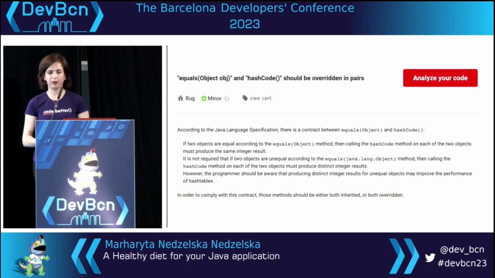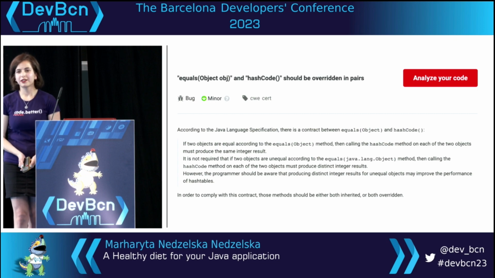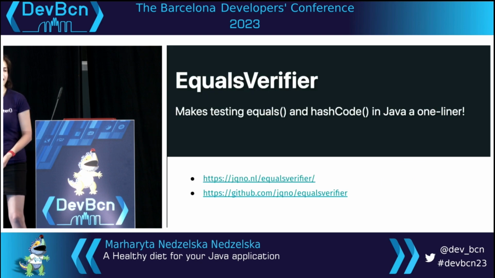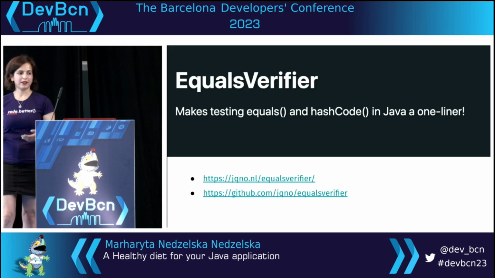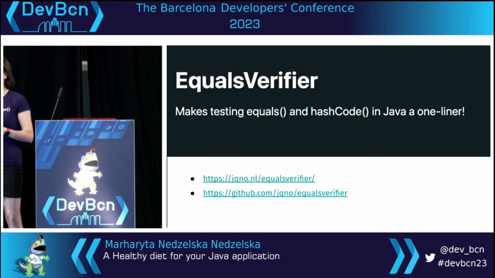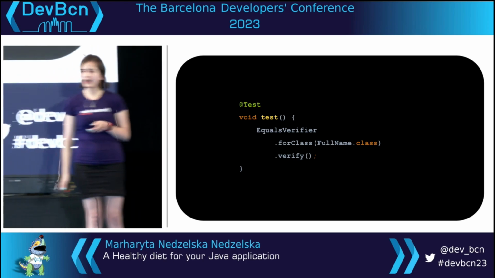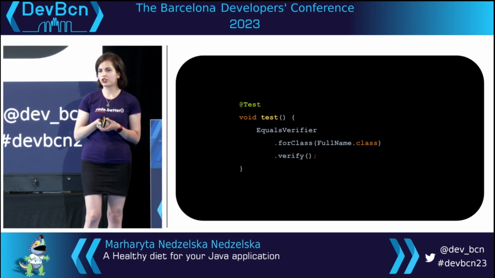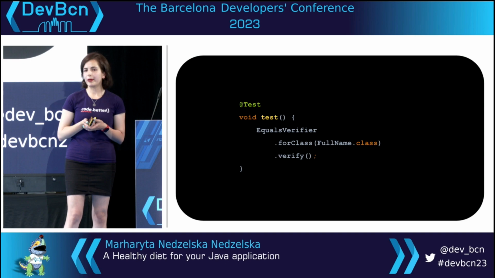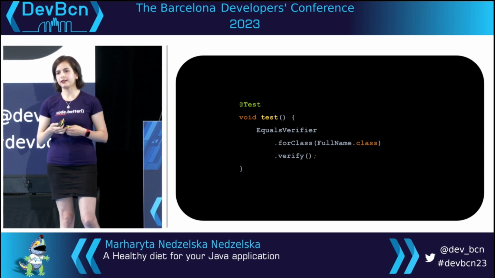So equals and hashcode should be written together. However, we don't have a rule that checks you're not violating the contract, because honestly, it's a little bit hard to do through static analysis. However, there is a tool that can help you to verify that equals and hashcode in Java do not violate the contract. So you can have a look at these links. And this is how it looks. It's just a one-liner, but you can test whether you violated the contract or not.